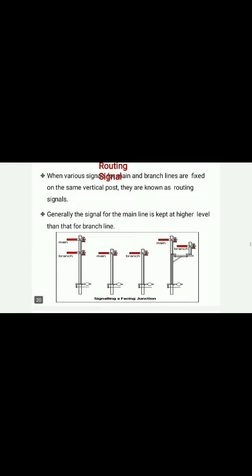Routing signals. When various signals for trains and branch lines are fixed on the same vertical post, they are called routing signals. Generally, the signal for the main line is kept at a higher level than that of the branch line.